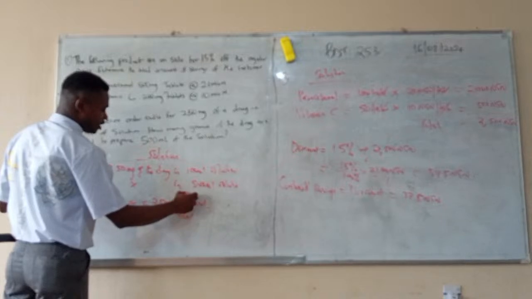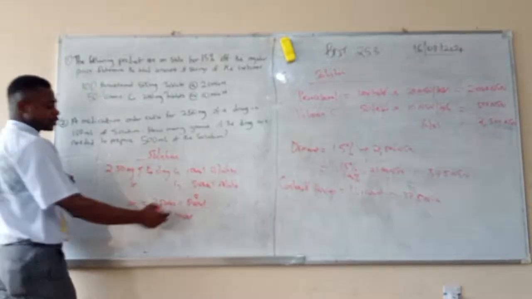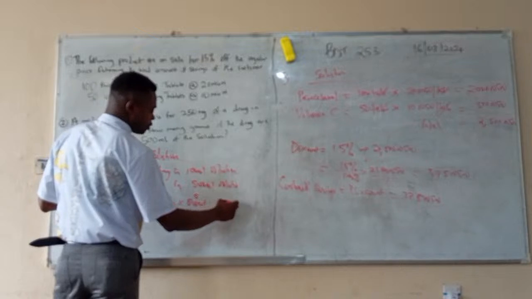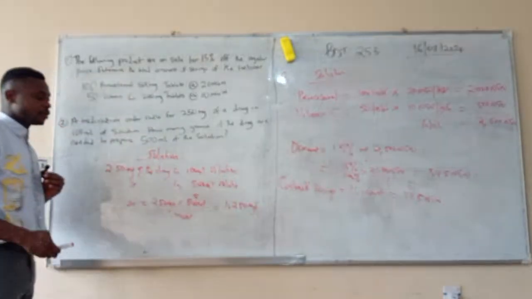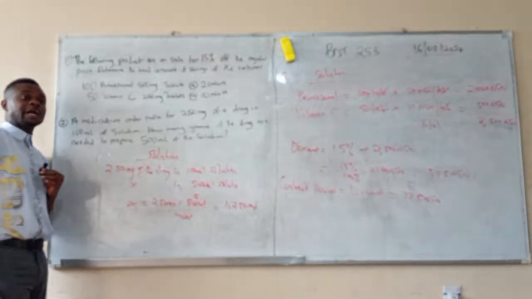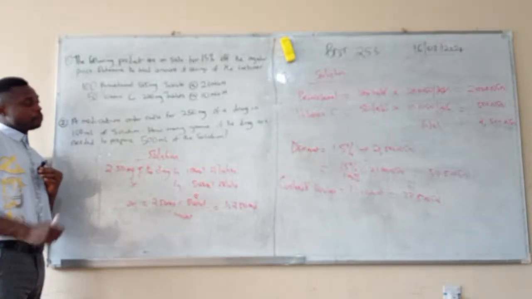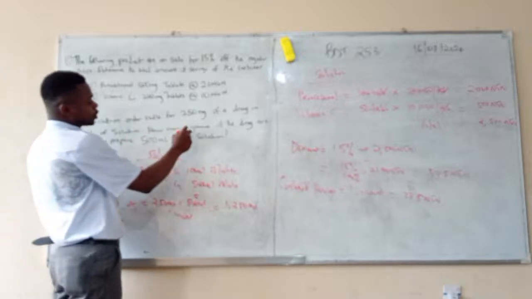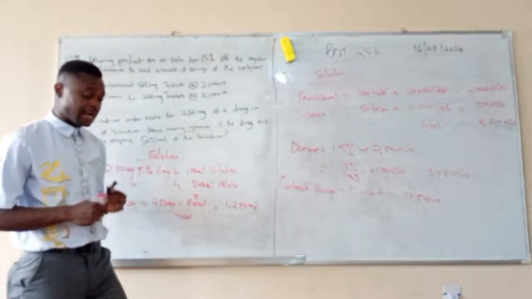500 divided by 100 is 5. 250 milligram times 5 is 1,250 milligram. So 1,250 milligram of the drug will be in 500 ml. But we are asked in grams. That means we need to convert this to gram.